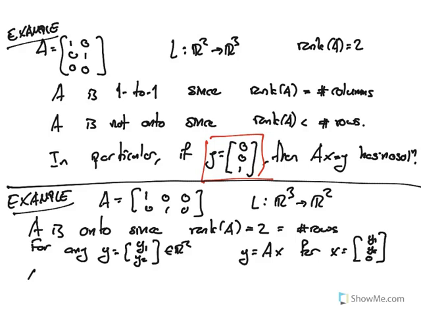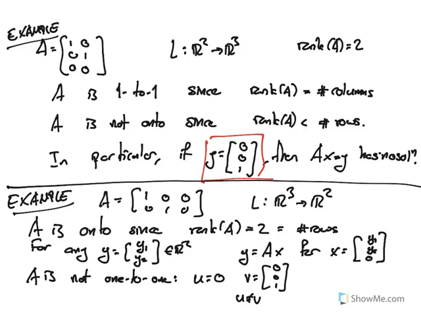However, A is not 1 to 1. In order to see this, we can set U equal to 0 and V as (0, 0, 1). Then U is certainly not equal to V, but LU is equal to LV, which is the 0 vector.